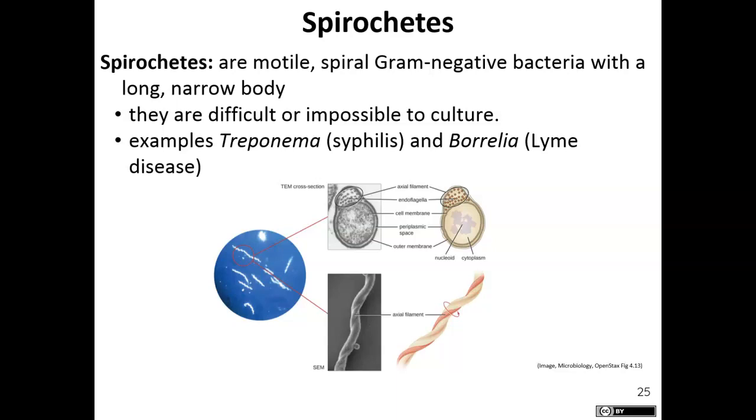Two examples of spirochetes are your Treponema pallidum, which causes syphilis, which is an STD, and then Borrelia burgdorferi, which causes Lyme disease, which is not an STD, it's a vector-borne disease.